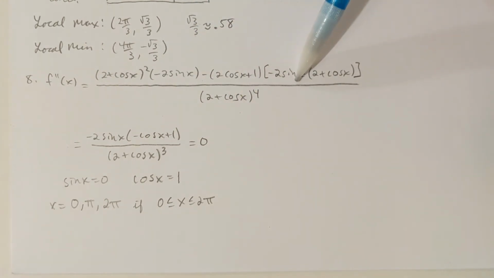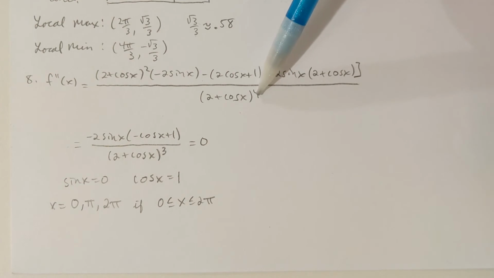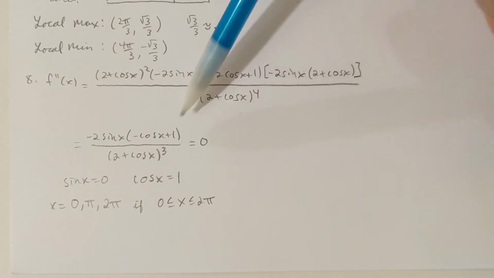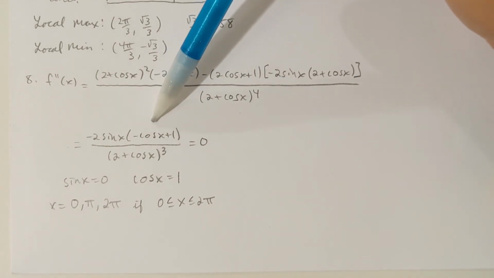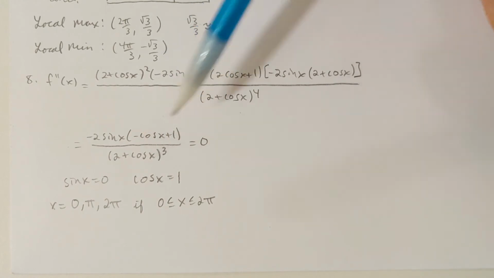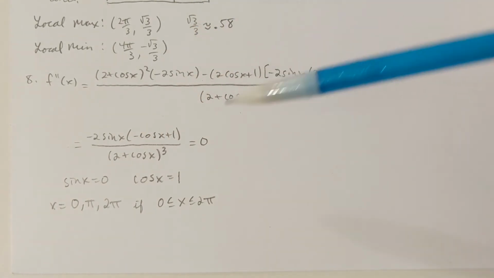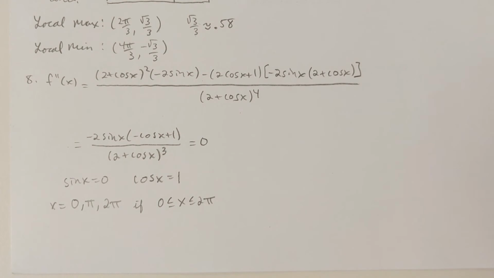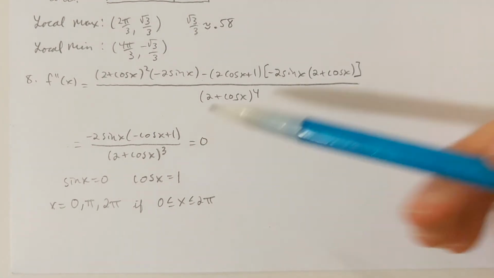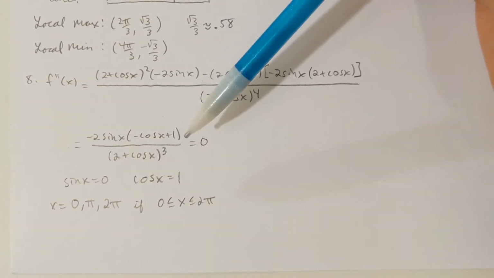So after you've factored out negative 2 sine x times 2 plus cosine x and then cancel the 2 plus cosine x with one of the 4 in the denominator, here's what you're left with in the numerator once you simplify that leftover. All right, let's set that equal to 0, and I'll multiply both sides by the denominator. That way I get rid of the fraction, and I can set these two factors equal to 0.